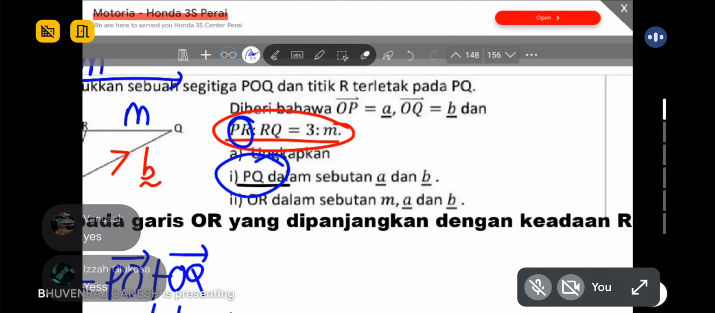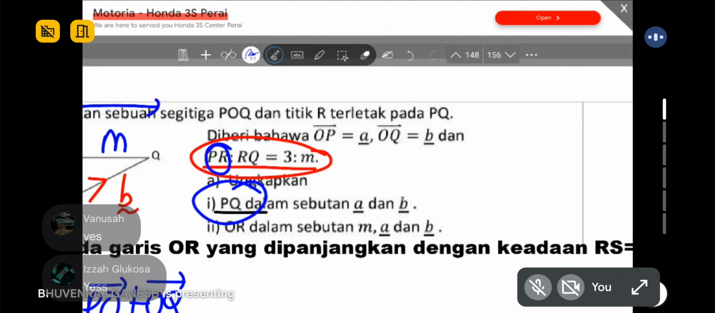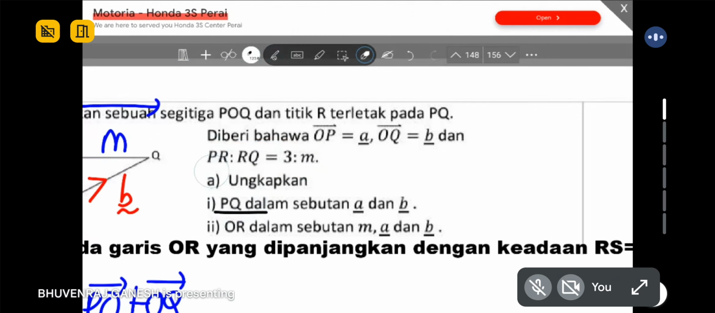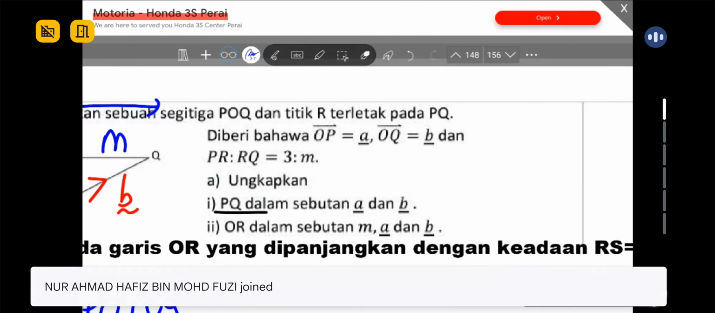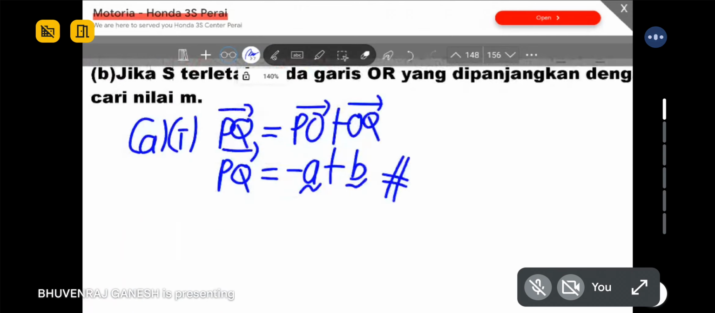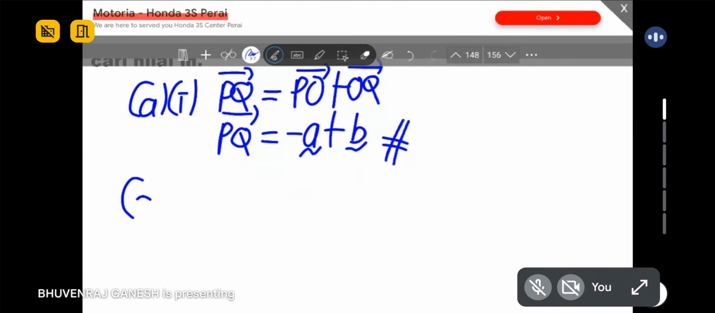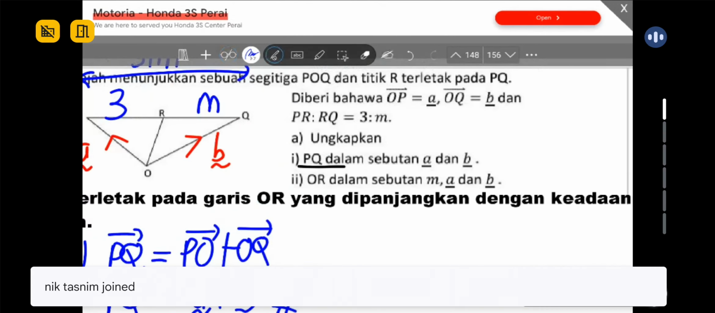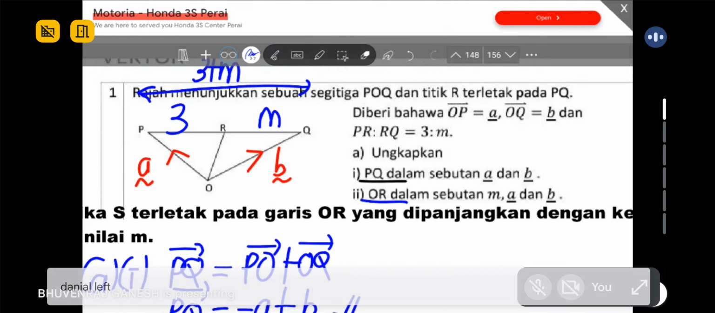Usually part A, it will be the easy question. Part B usually is the harder question. Vector like this one, A1, A2 will be simple, but then when you go down, the question becomes harder. Soalan yang bawah tu lebih susah. Alright, next one. So question A2. The question tells OR. So how do you guys find OR?